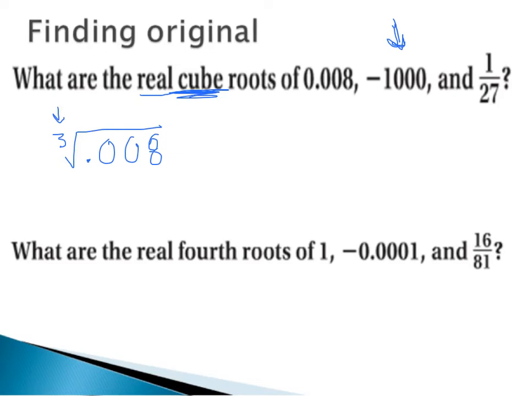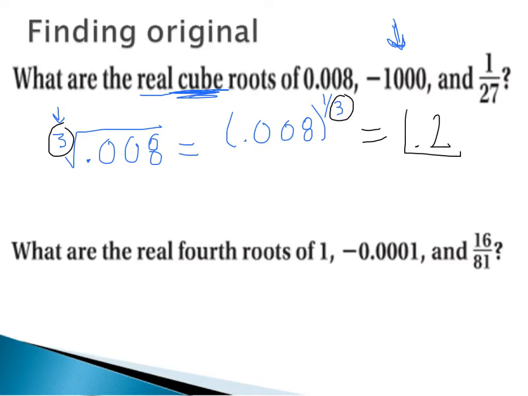Now the other way that I can rewrite this, whenever you have a root, you can always write it as an exponent. So I could have 0.008, and that's going to be the same thing as raised to the 1/3 power, because this right here is your index. The index is the same on the bottom of a denominator for an exponent. Now some people might be able to look at this and say, oh, I know that this is equal to 0.2. That is my original. If not, you can always put this into your calculator.